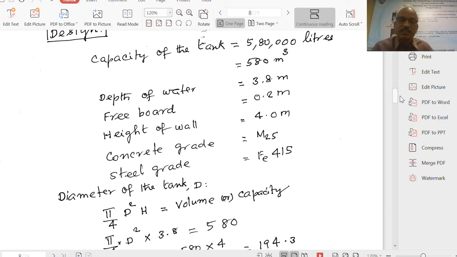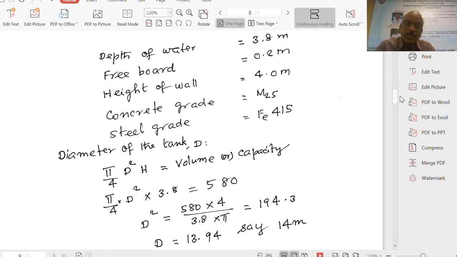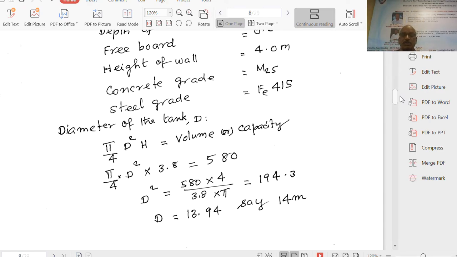So depth is given as 4 meters. Therefore, 580 divided by depth will give you the plan area, from which you can find out the diameter. From the formula, pi by 4 into d square into h is equal to volume or capacity. Therefore, that into 3.8, because depth of water is only 3.8 meters. So 580, from which you can find out the diameter. So d square equals 580 into 4 divided by pi into 3.8. That will give you the diameter of the tank as 14 meters. So this is the diameter, right?